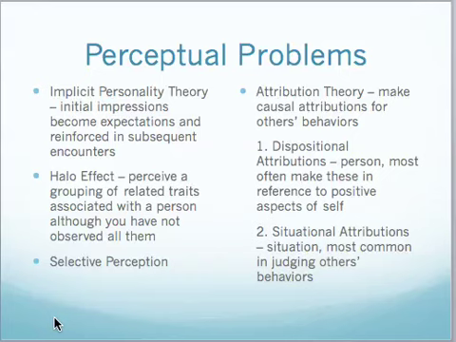And then situational attributions, on the other hand, we attribute the cause of behavior, what happens, to the situation. And these are most common in judging other people's behavior. So if they did something great, well, the situation really enabled them to do it. It's not because they're just so great. Or even if they're so bad, we don't think that. We usually think, well, maybe the situation caused them to have that negative behavior. So these are some perceptual problems that can occur.